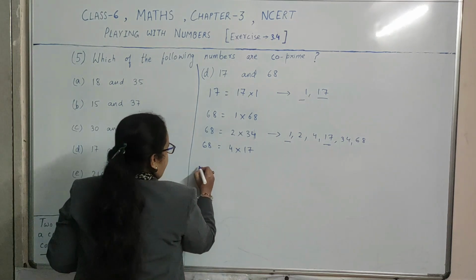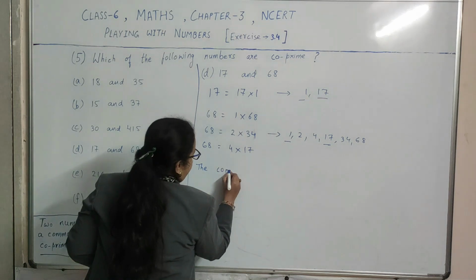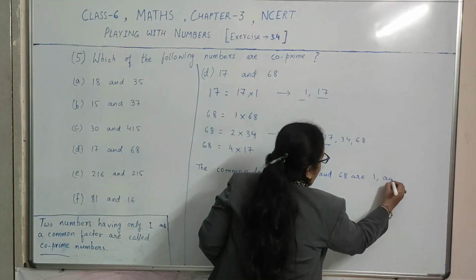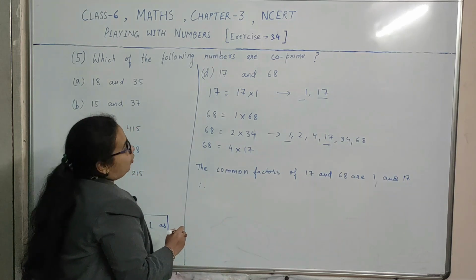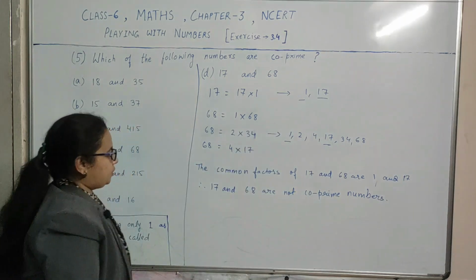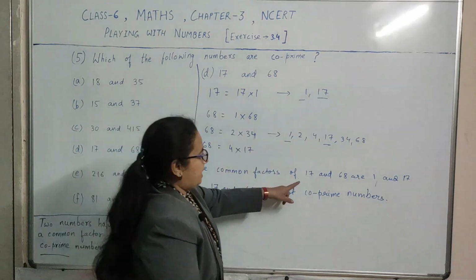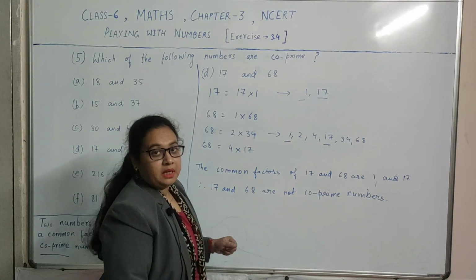So the common factors, what can we write? The common factors are 1 and 17. Therefore 17 and 68 are not coprime numbers. Understood? The common factors of 17 and 68 are 1 and 17. So these two numbers are not coprime numbers.